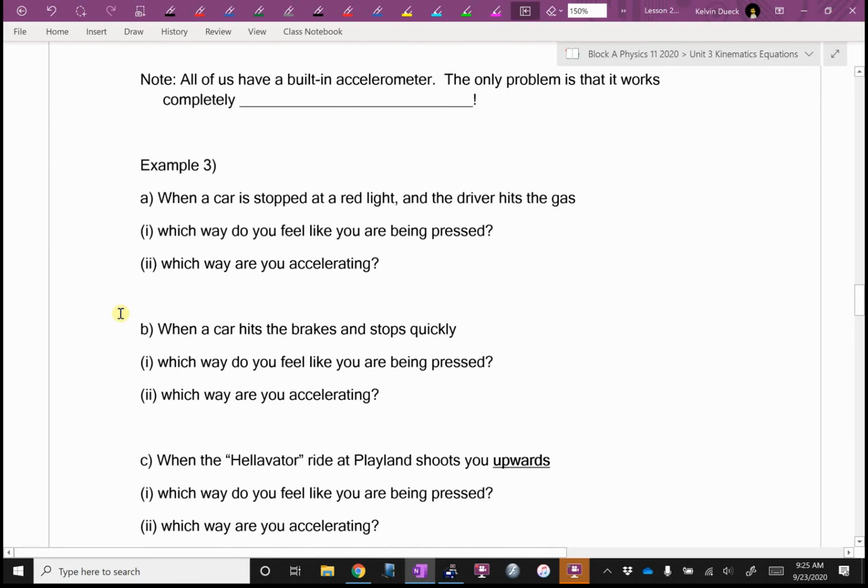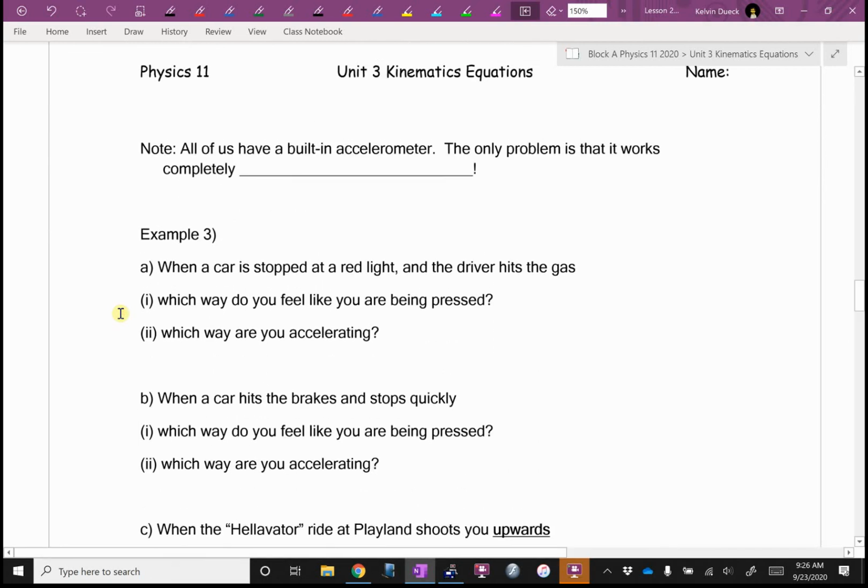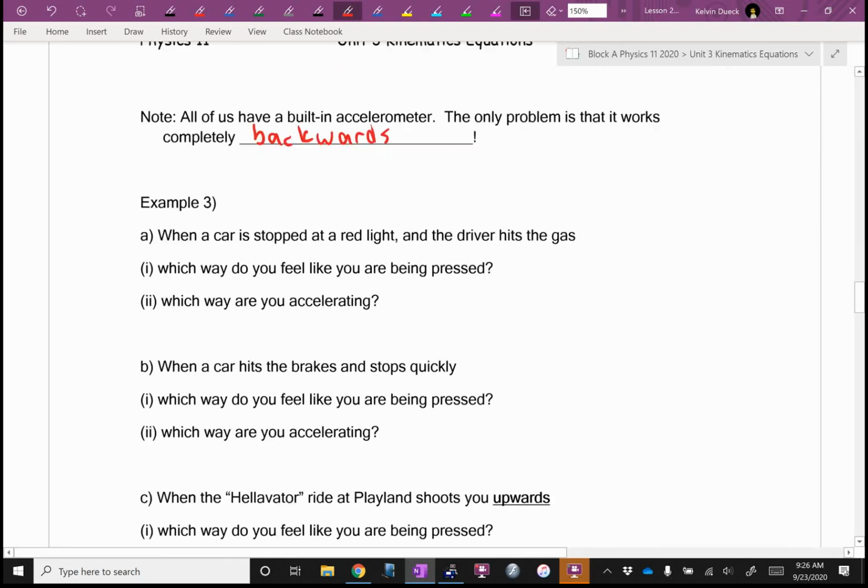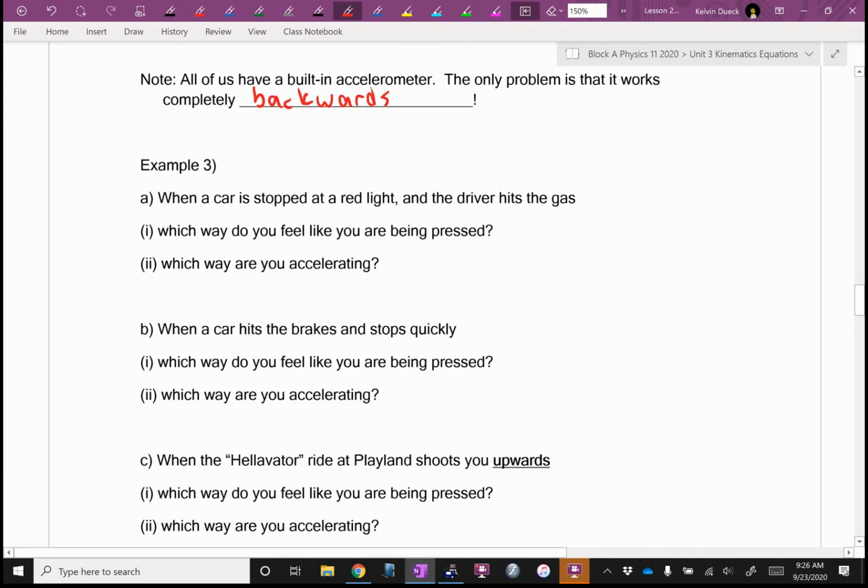All of us have a built-in accelerometer. You can feel acceleration in your guts, in your body. The only problem is it works completely backwards. Your built-in accelerometer works backwards. If you're sitting in a car in the passenger seat at a red light and the driver steps on the gas, which way do you feel like you're getting pressed? But which way are you clearly accelerating? Your body can detect acceleration, but it always detects it backwards.